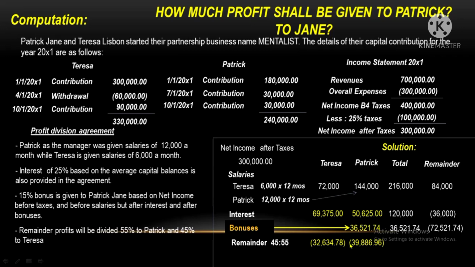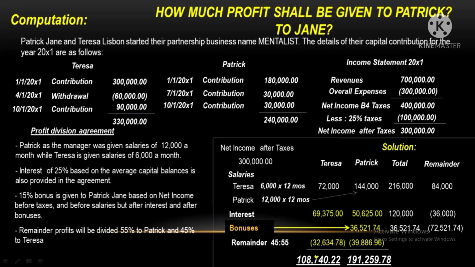Now, let's add their salaries, interest, bonus, and the remainder. So for Teresa, the sum of this is 108,740.22. And for Patrick, we have 191,259.78. So if you add these two, you will really have 300,000. And if you have that, then we are successful in the distribution of the net income after taxes. So that's how you distribute the profits.